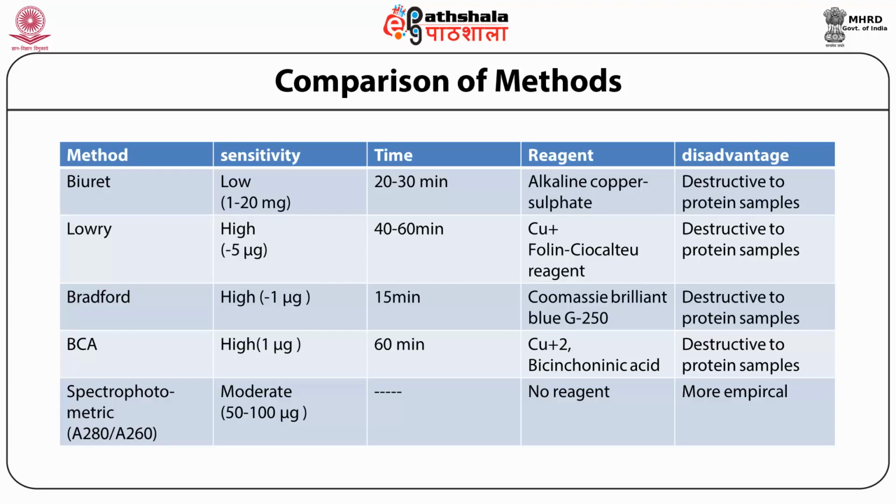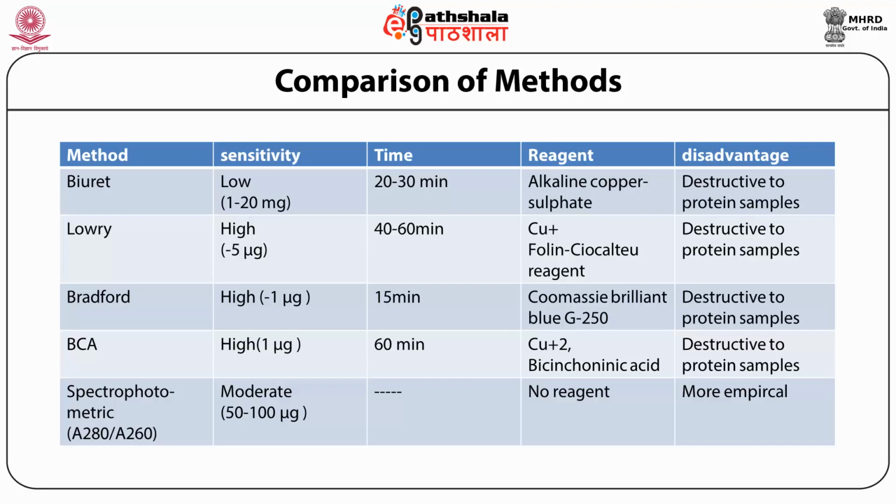The other method is the Lowry method. It has high sensitivity and can estimate up to 5 micrograms. Of course, it requires some more time, 40 to 60 minutes, and it is based on copper and Folin-Ciocalteu reagents, and destruction of the protein sample also occurs.